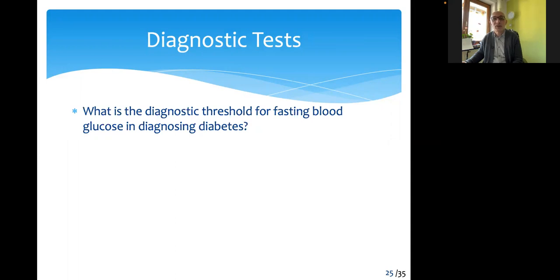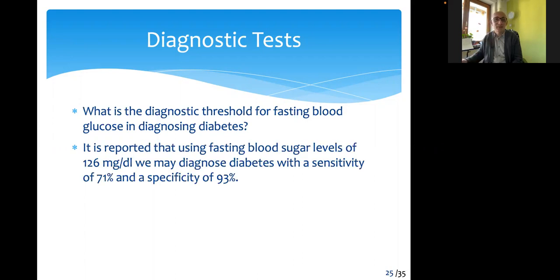What is the diagnostic threshold for fasting blood glucose in diagnosing diabetes? You are medical health professionals and you are supposed to diagnose diabetes. Of course, unfortunately, many people have diabetes. What is the threshold blood glucose in milligram per deciliter, let's say? Check it if you don't know. If you know, then I congratulate you.